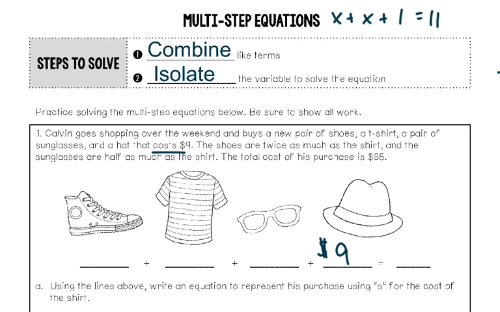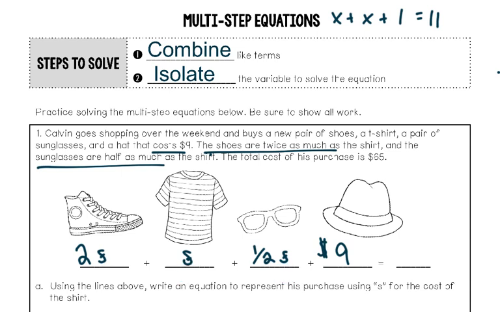It says that the shoes are twice as much as the shirt, okay? And the sunglasses are half as much as the shirt, okay? We don't know how much the shirt is. So I'm going to put in the variable S for shirt since we don't know how much the shirt is. But we know the shoes are 2 times as much as the shirt, or 2S. And we know that the sunglasses are half as much as the shirt, half S. And if you notice, I put little lines through my S's just so you don't confuse those for fives.